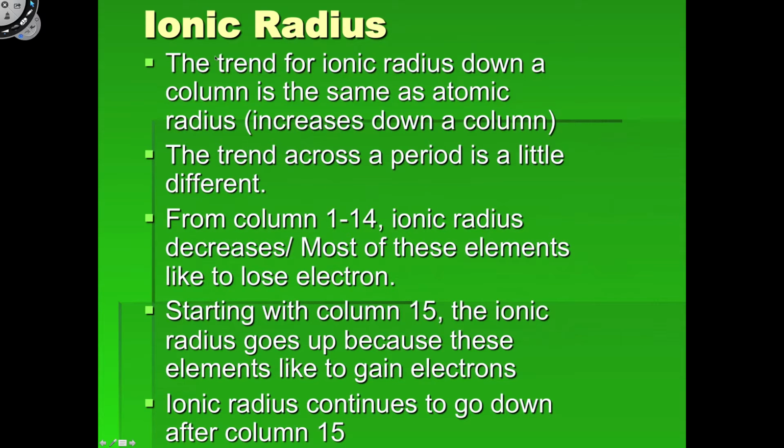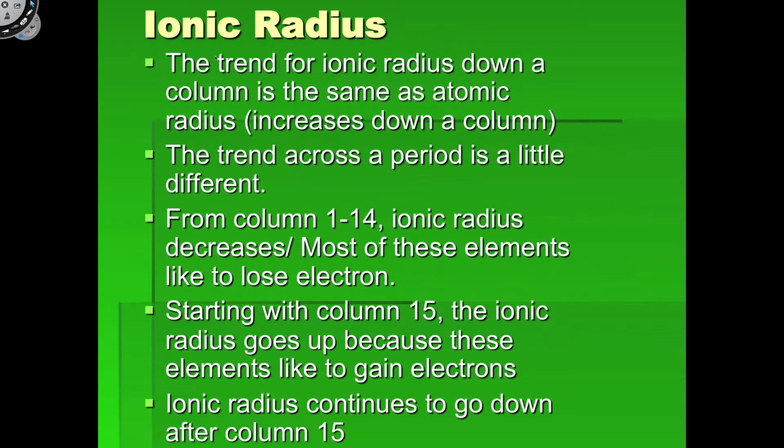Now, for ionic radius going down a column, it's the same as atomic radius. It increases going down a column for the same reason: you're adding an energy level each time. The trend going across is a little different. It basically follows the atomic radius trend from column 1 to 14. It decreases, in other words, because most of these elements up to 14 will tend to lose electrons.